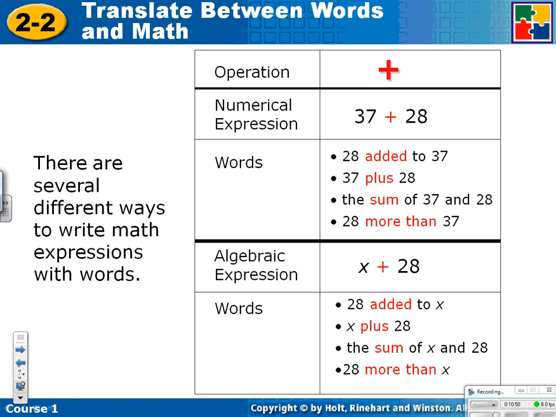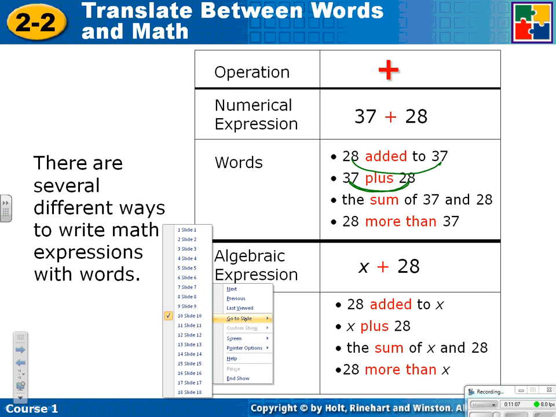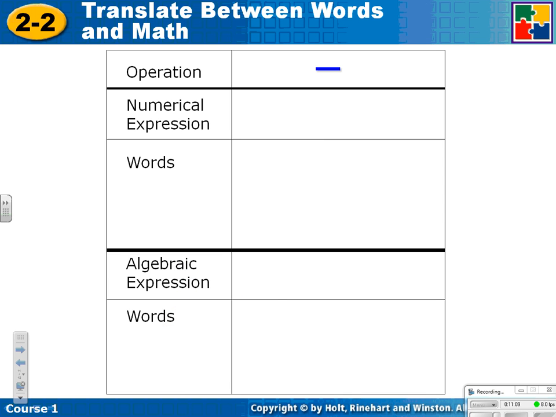Oh, I want to go back one thing. With addition, does it matter what order these are in? Not at all. Makes no difference at all. You could have 37 and 28 flipped around. However, when we get to subtraction, order matters.